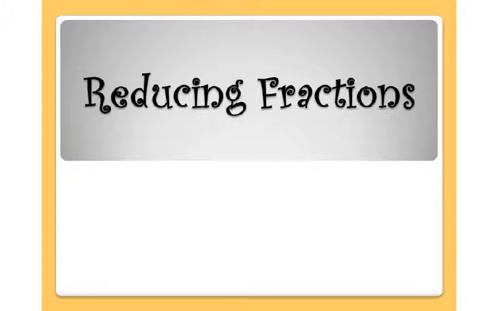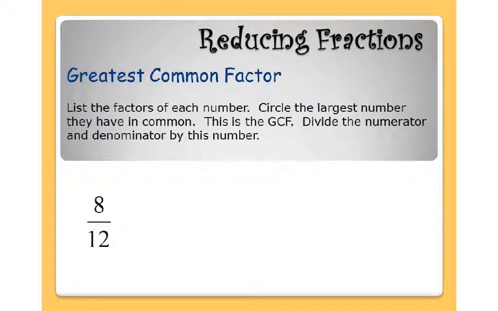Today's lesson is reducing fractions, or finding the simplest way to represent a fraction. One strategy that will work is the greatest common factor, or the largest number that both the numerator and the denominator can be divided by. The steps are as follows.